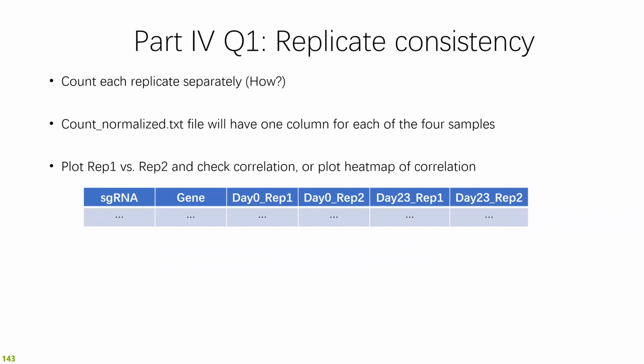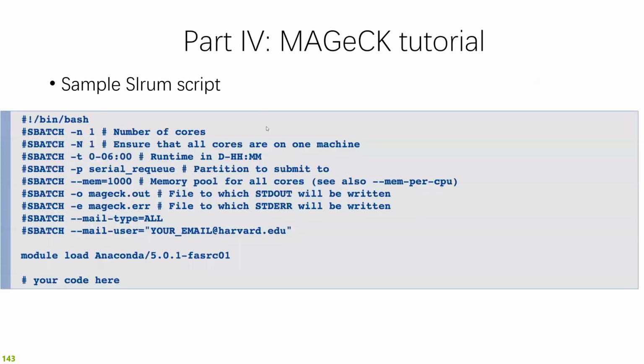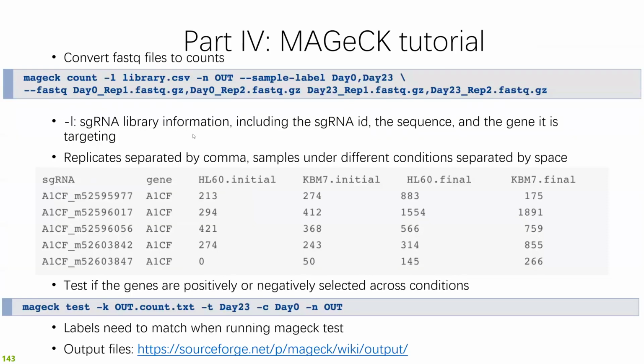So we want to see that the replicates for day 0, for example, are quite consistent. The results we got are quite consistent. So here's a question for you to think about, and this is very vital for this part: how do we count each replicate separately? A hint is to think of what I talked about here, that replicates are separated by comma. What if we separate each replicate by a space? So treat them just like they are samples under different conditions.